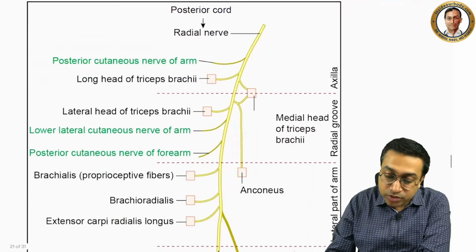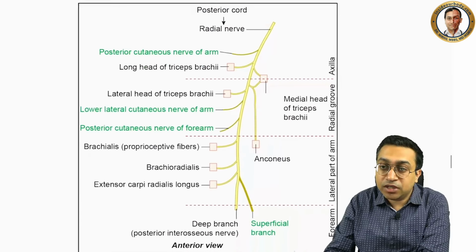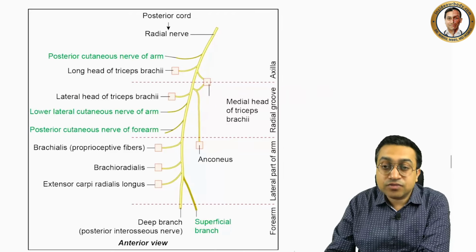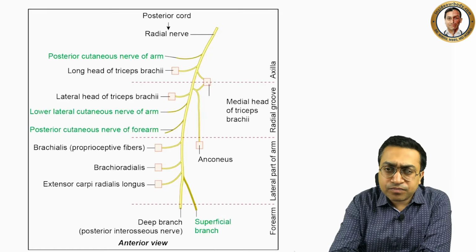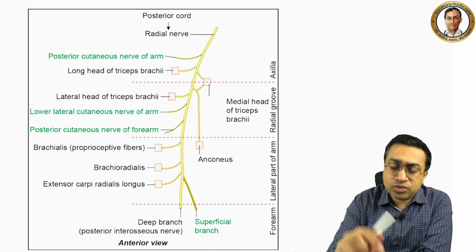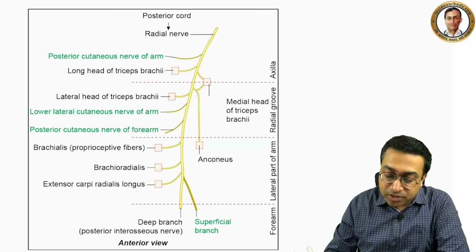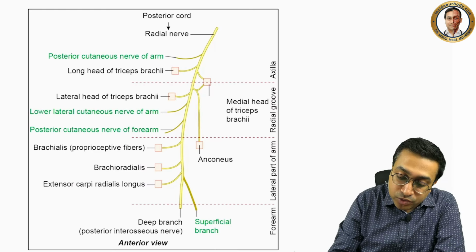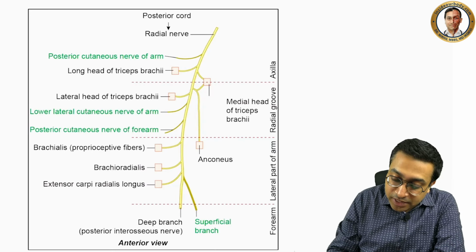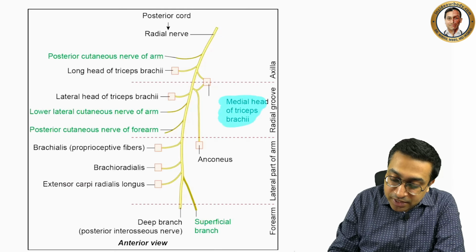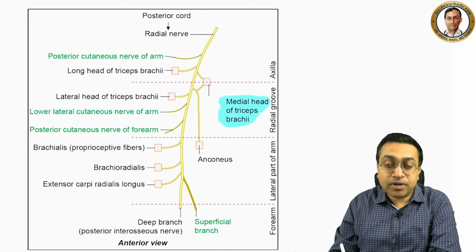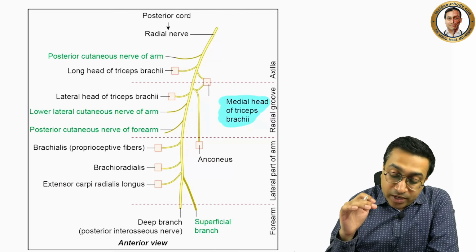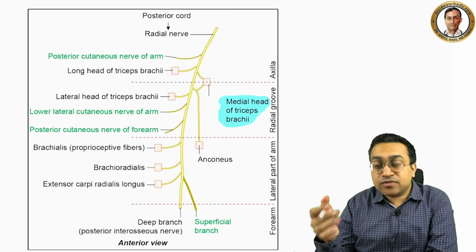So let me show you this diagram which you can appreciate to understand the nerve's branches. This diagram shows you the exact picture which you need to remember. Now let me highlight the most important area which you cannot afford to miss in this diagram, that is the medial head of triceps is given off the branches mostly in the axilla as well as the radial groove.